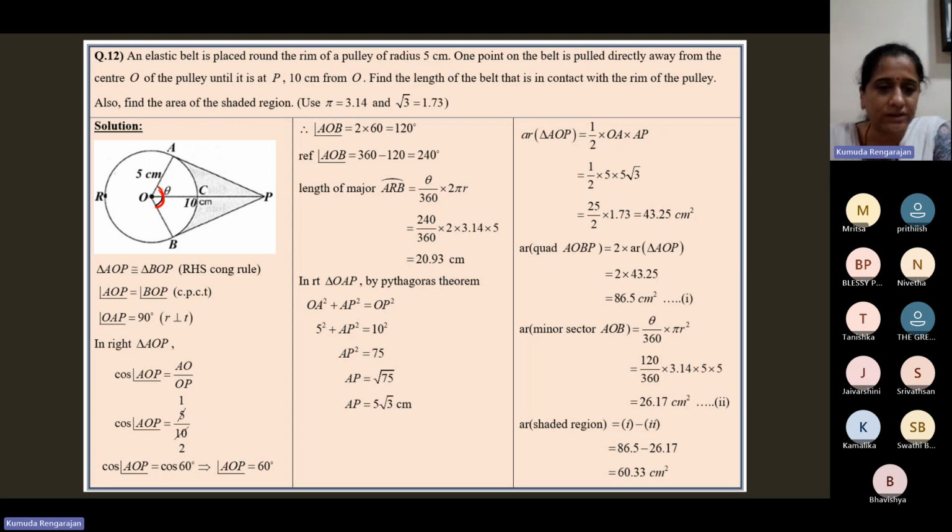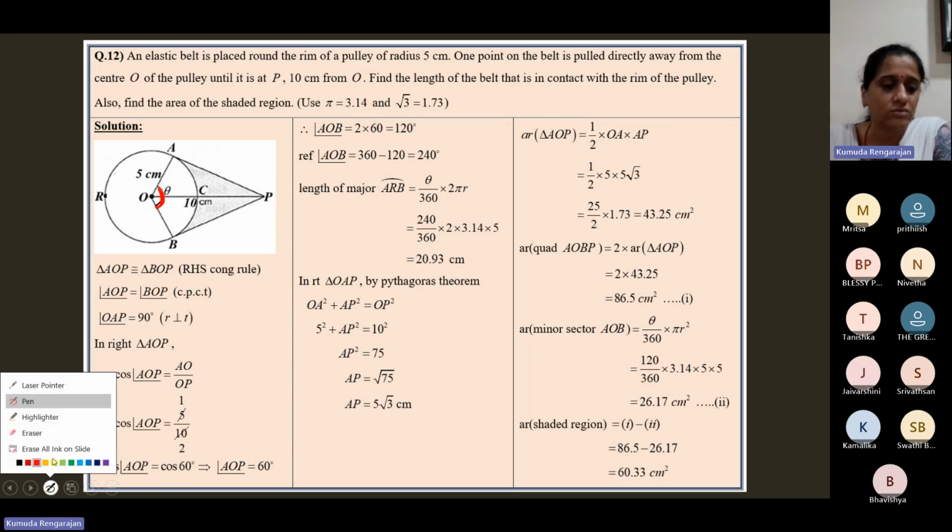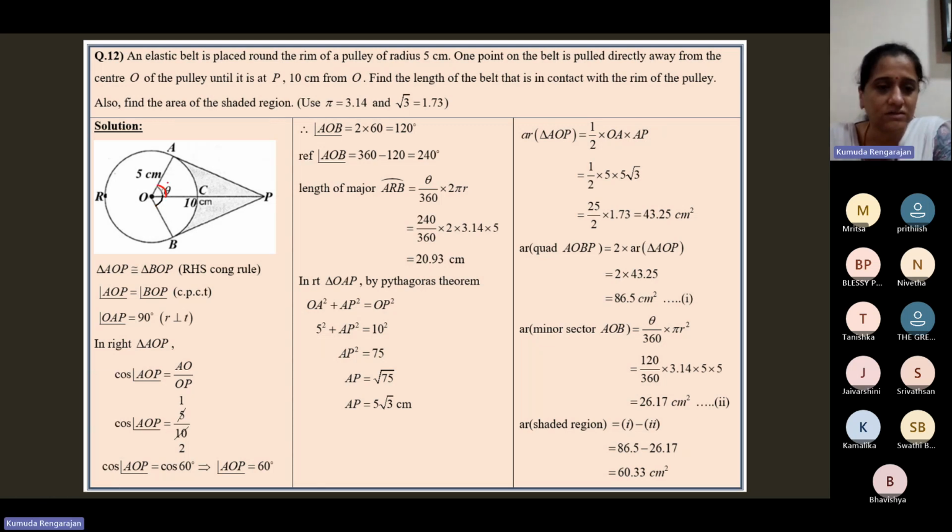This angle is 120, so this will be 60 degrees, and this will be 60. Find the area of the right triangle and the area of this sector with sector angle 60 degrees. The area of the triangle minus the area of the sector will be the area of this shaded region. Multiply by 2 and that will be the area of the entire shaded region.